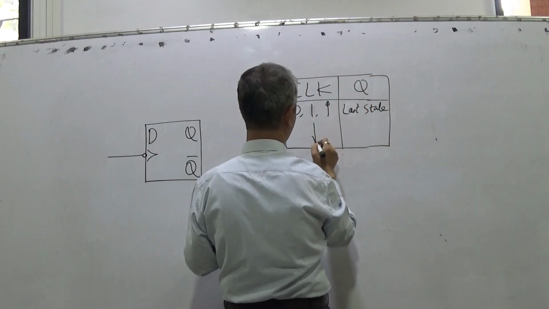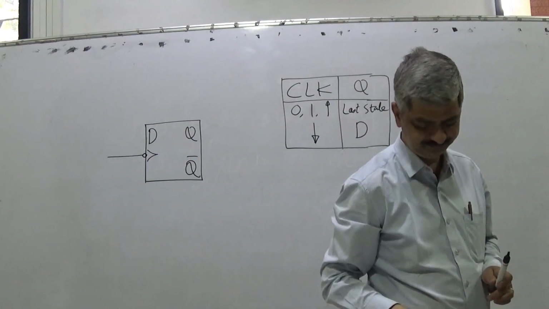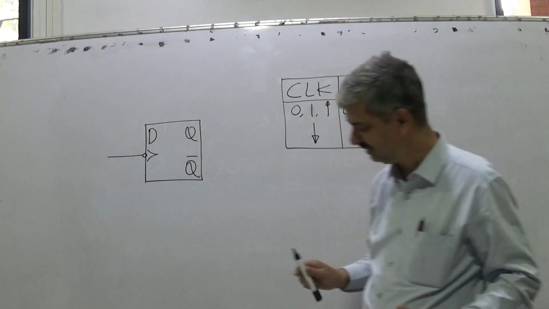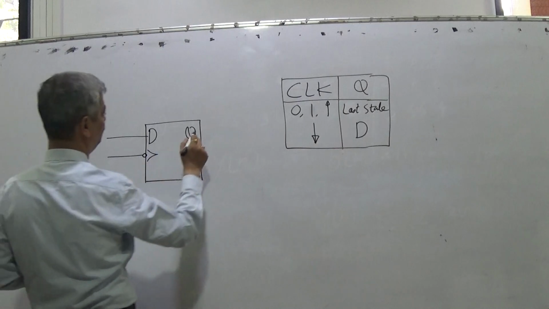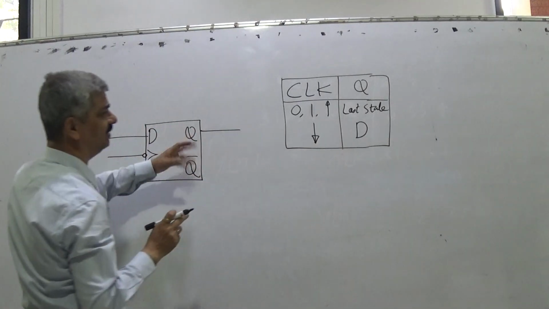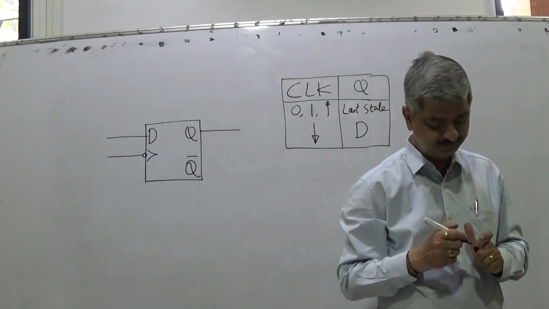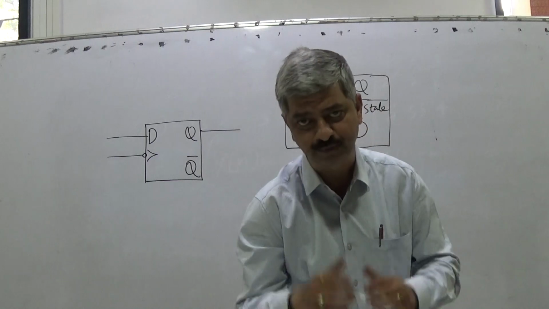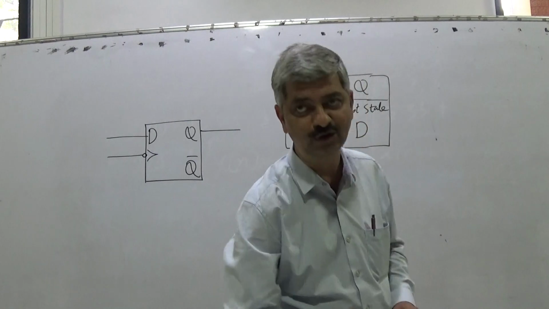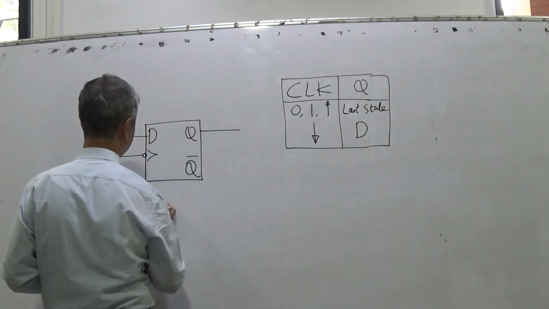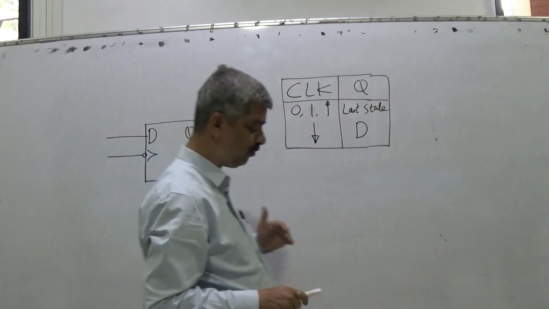And when the clock is going down, Q takes the value of D. Very simple: the inputs are D and clock, and the output is Q. Q bar is not required to a large extent unless we have some specific applications. This D flip-flop is also called a D latch, and it is clocked.